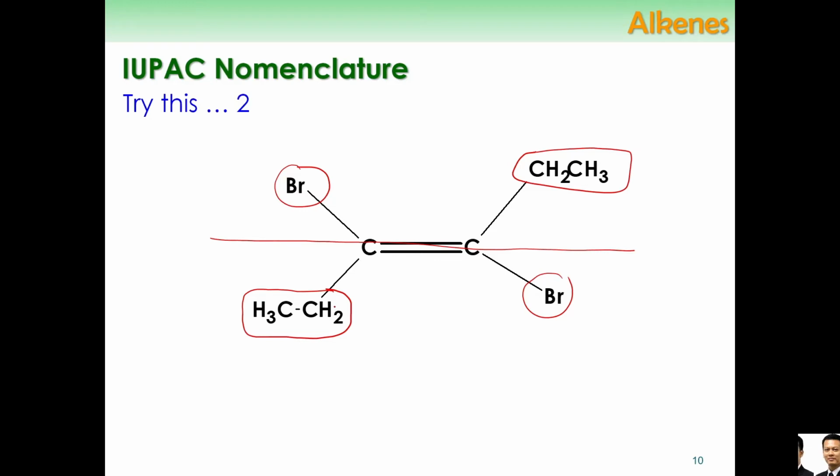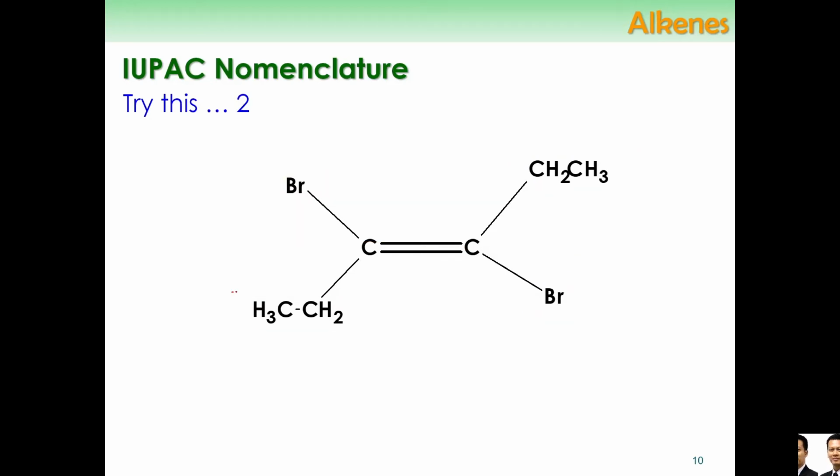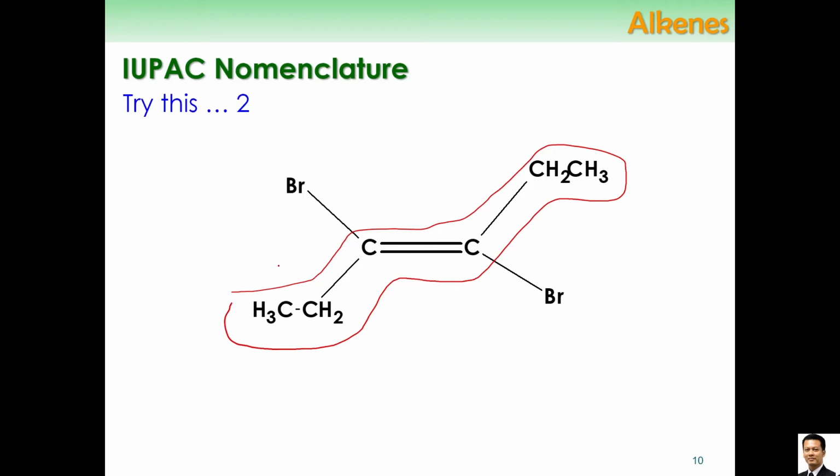You need to find the longest chain. So for the longest chain, the alkyl that has the longest chain is this one. So again, are you going to label the carbon from here 1, 2, 3, or is it from here 1, 2, 3? So as you can see, it is the same thing whether you count from the right or from the left.